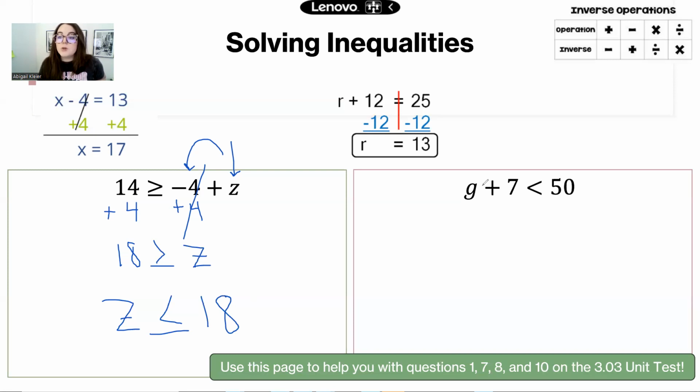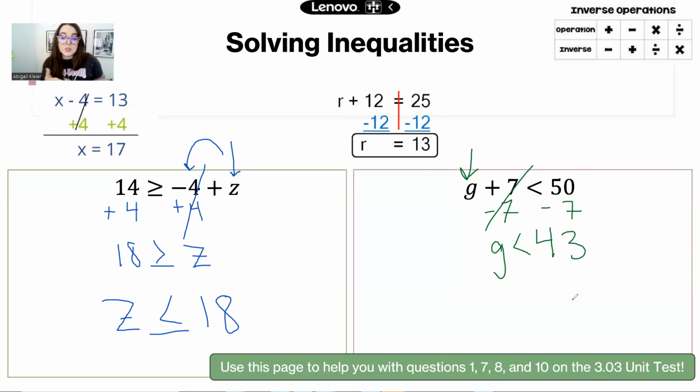The next one we're going to review is in this pink box over here. Again, we look at what is the impact on the variable. So here's our variable. If our goal is to isolate the variable, we need to figure out how to get rid of +7. In order to get rid of +7, we subtract 7 from both sides. G is less than 50 minus 7, which is 43.